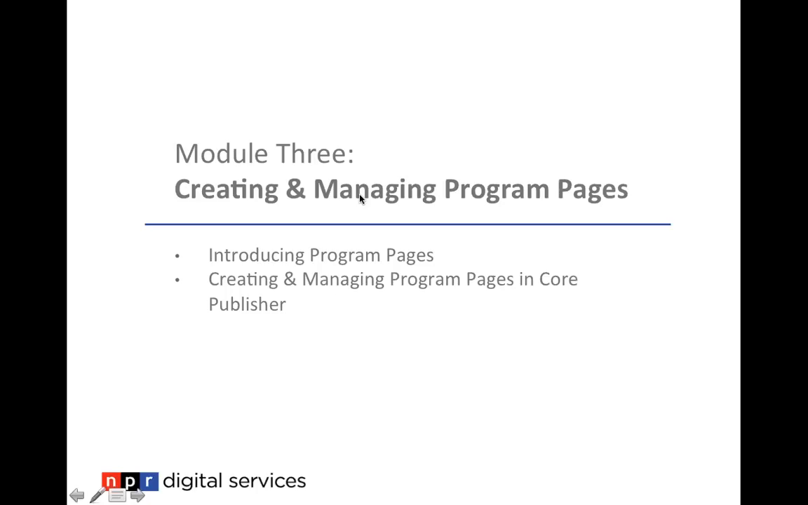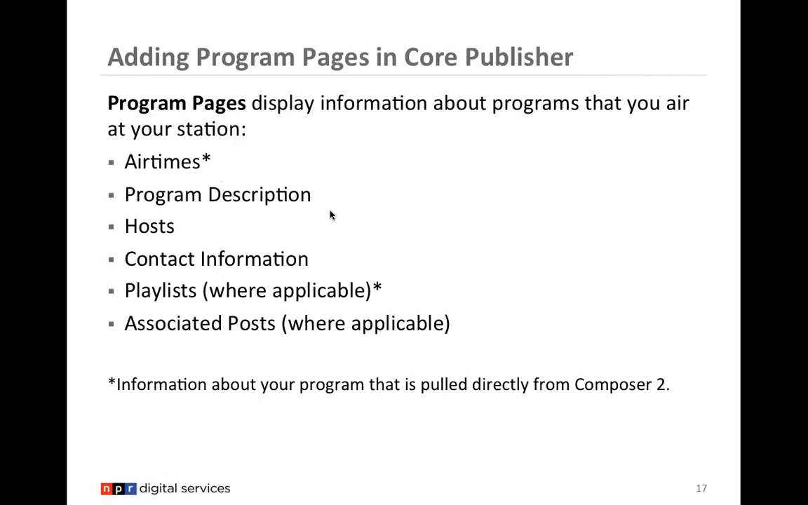All right. So that was module 2. Again, we talked about people pages. We're going to talk about our next piece of content here in module 3, and that is the program page. So program pages, think of them as landing pages for each of your local and syndicated programs. They display information like the airtime, program description, hosts, contact info, so any email addresses, social media, playlists for your music programs, and also associated posts where applicable.